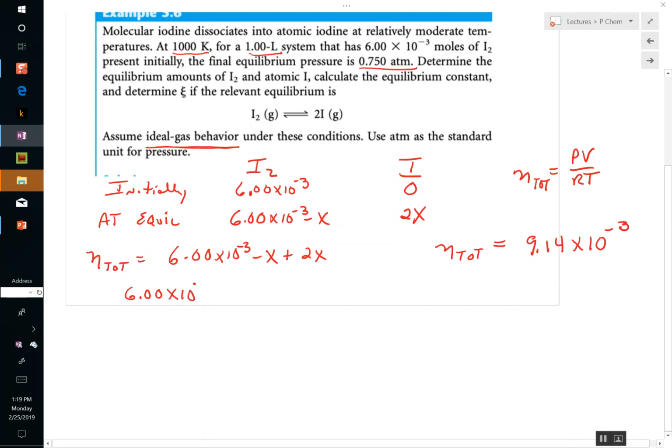Good for temperature. Divided by 1,000. And then 750 times 1 plus 1,000. Did you say 750? That's a lot of pressure.